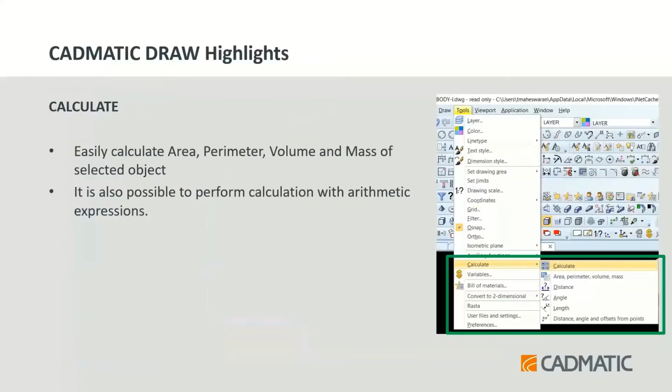And next, about calculation. Suppose you want to calculate area, perimeter, volume, or mass, you can easily select a set of objects in Cadmatic Draw and calculate it. There are similar shortcuts available to calculate area or perimeter, etc. It is also possible to perform calculations in the command panel itself with arithmetic expressions. So you don't need to open your calculator every time. Instead, you can directly use our command panel to perform any arithmetic calculations.